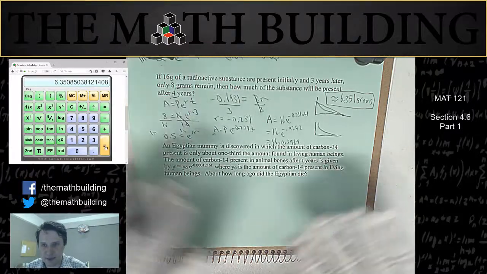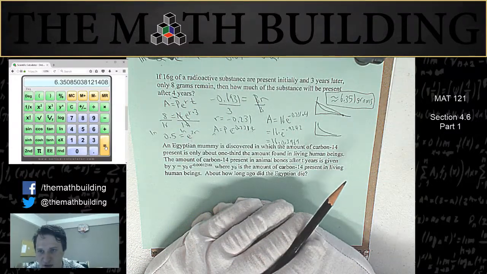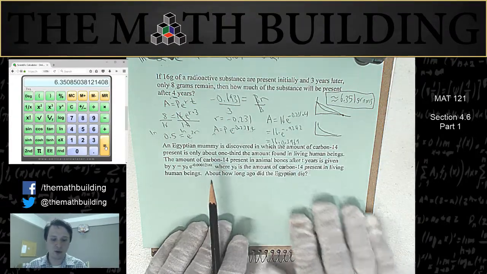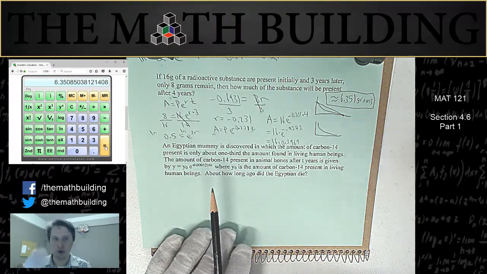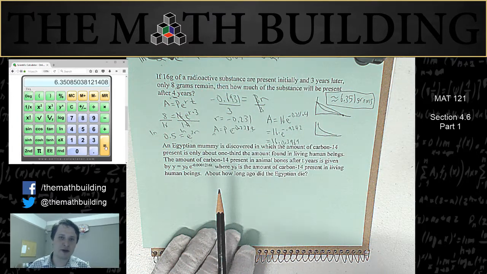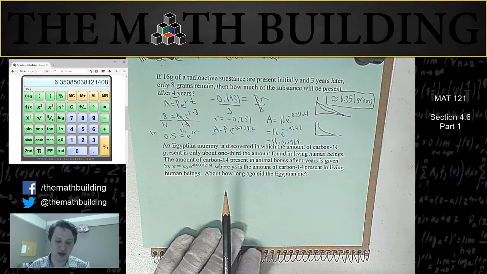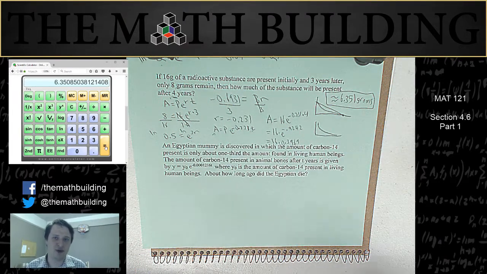Sorry, bumped my camera. An Egyptian mummy is, oh, this is really cool. So this is how carbon dating works. When you eat food, most of the carbon in your body, like 99%, is carbon-12. But a little bit, about 1%, is carbon-14. So you actually have a little bit of radioactivity in your body.